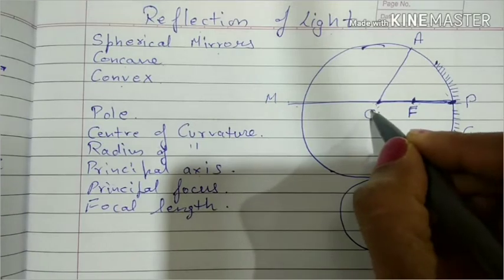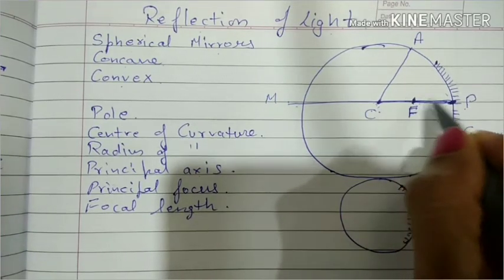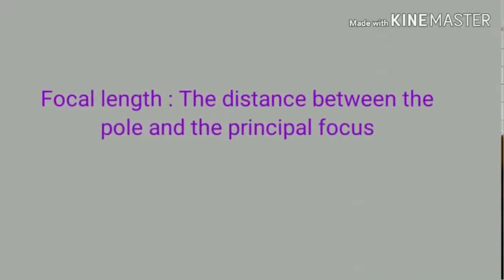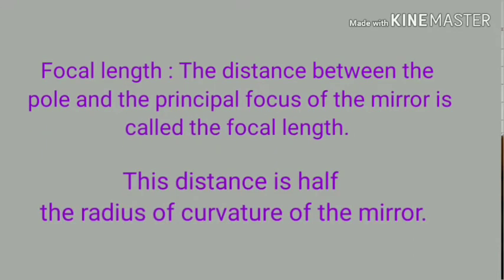So in this case, CF is equal to FP. Again, what is focal length? The distance between the pole and the principal focus. That's what we have already defined. F is the principal focus. So the distance between P and F is called the focal length, and always remember this distance is half the distance of the radius.